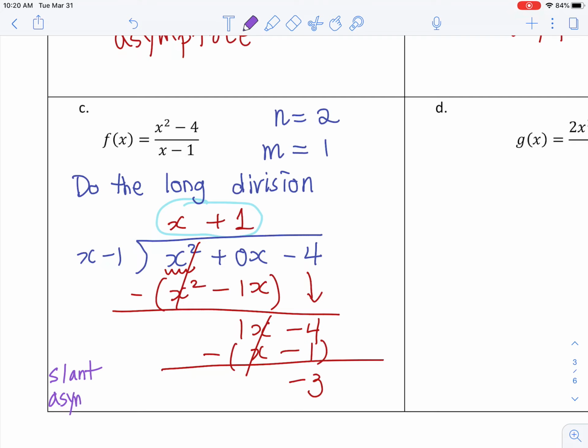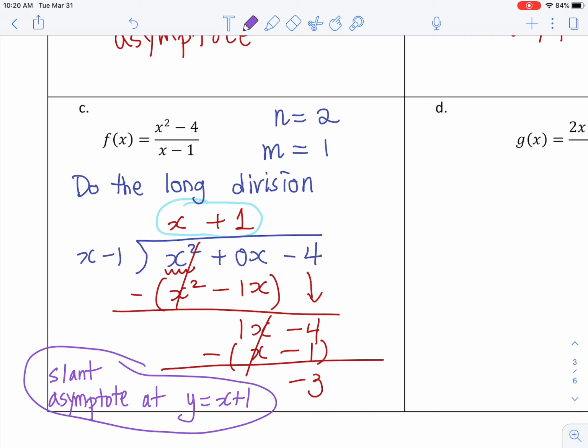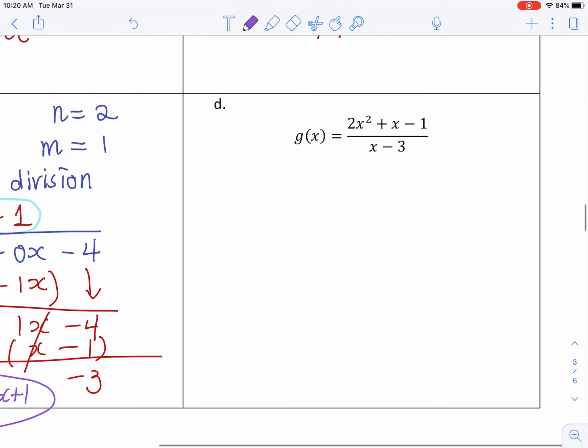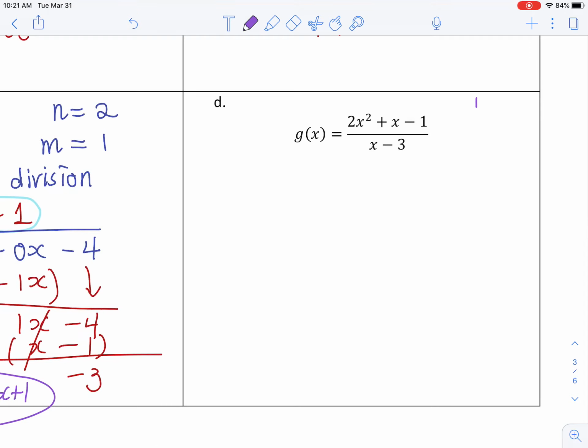So we have a slant asymptote at y equals x plus 1. Okay? Something that you probably saw already in Math 161. But if you decide that this function will have a slant asymptote, what you need to do is just do the division. It doesn't have to be long division. You can do synthetic division if you want. So for D, let's probably do that.